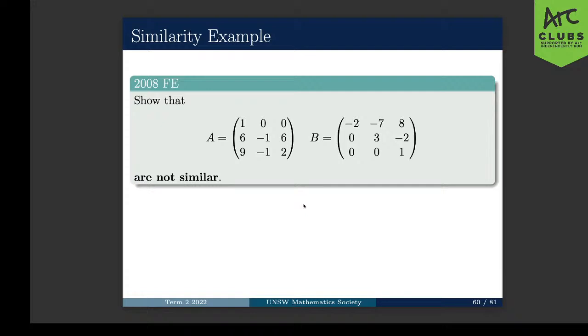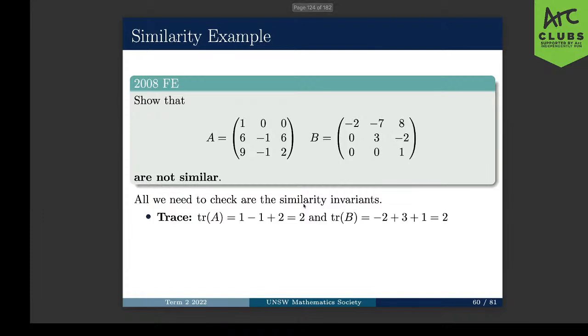Let's go through them one by one, from the easiest one first. Trace, in my opinion, is the easiest one to check. You add up the diagonal elements. The trace of A is 1 minus 1 plus 2, that's 2. The trace of B is -2 plus 3 plus 1, that's 2. They're equal, so that doesn't really help us. We're looking for a similarity invariant that isn't the same.